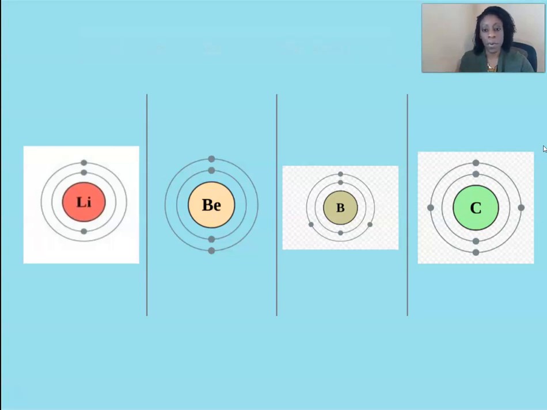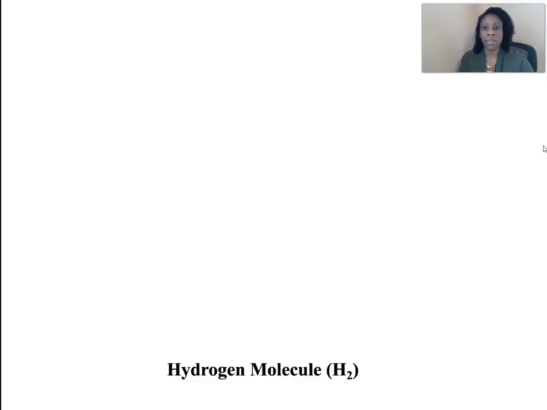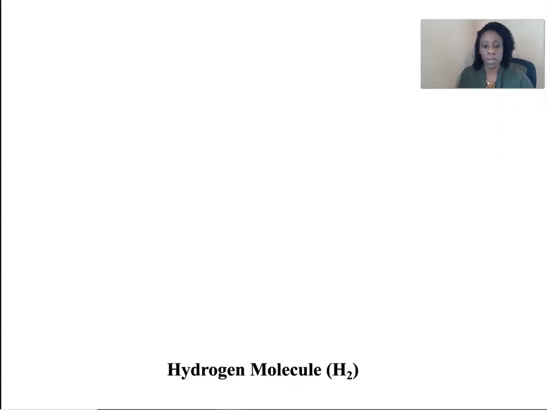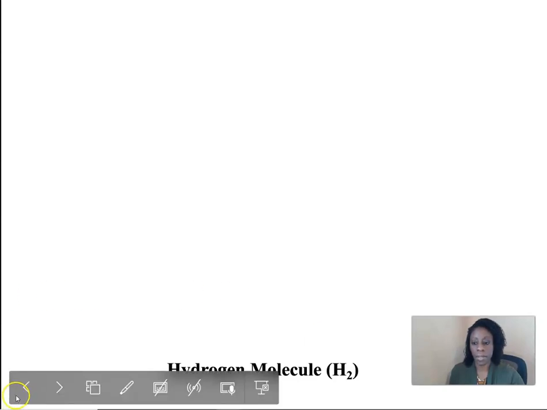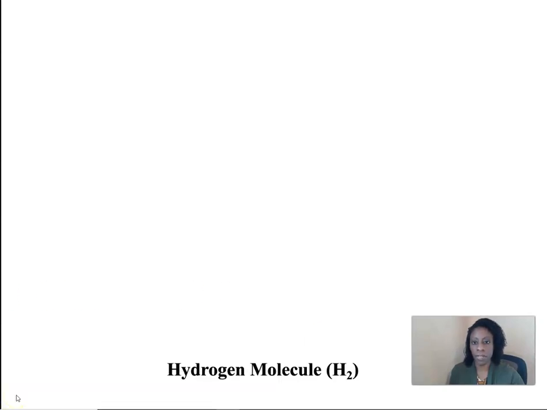Okay, so now that we talked about what covalent bonds are and why they form, let's take a look at some examples of covalent bonds. One simple example that we can start with is a hydrogen molecule, which is formed by two hydrogen atoms coming together. So I'm going to draw that here on the screen.